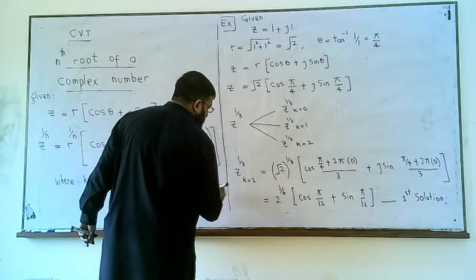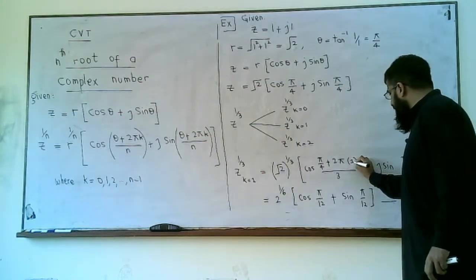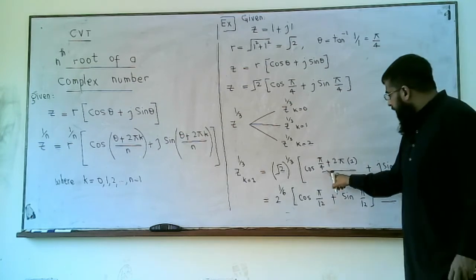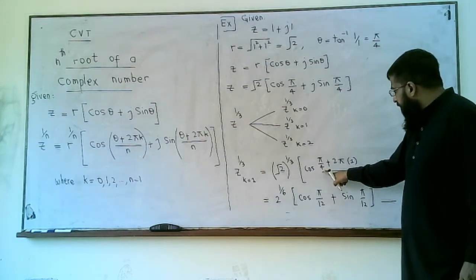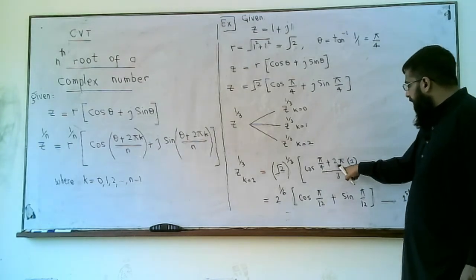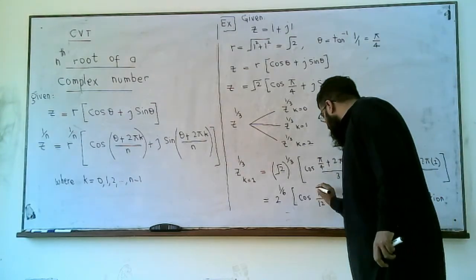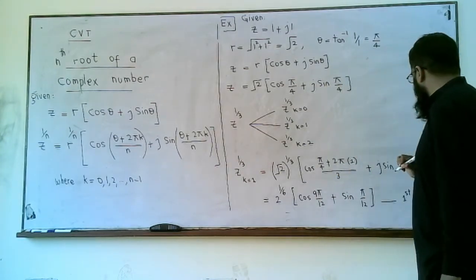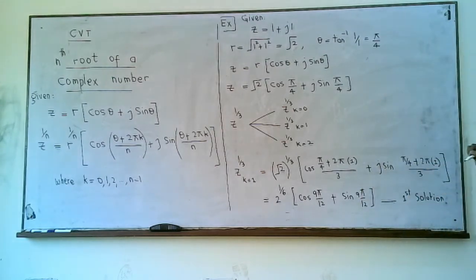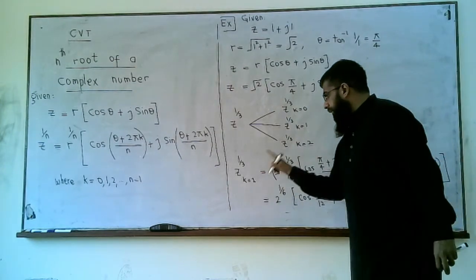So for k is equal to 1, we'll replace this 0 with a 1 here and this 0 with a 1 here. So now taking LCM, 4 pi by 4 plus 2 pi becomes, 4 multiplied by 2 pi becomes 8 pi, plus 1, 9 pi. 9 pi divided by 12, and this is also 9 pi by 12, replacing this k with a 1 because we are finding the second solution.